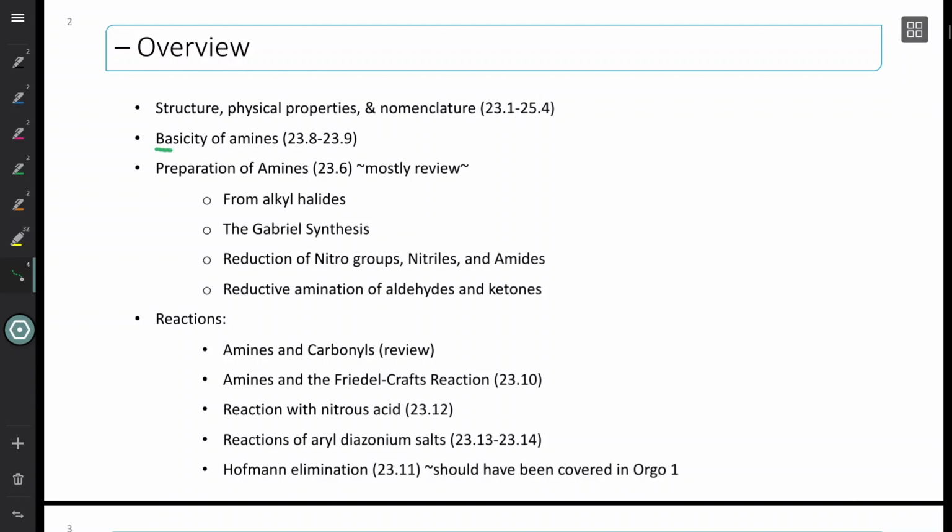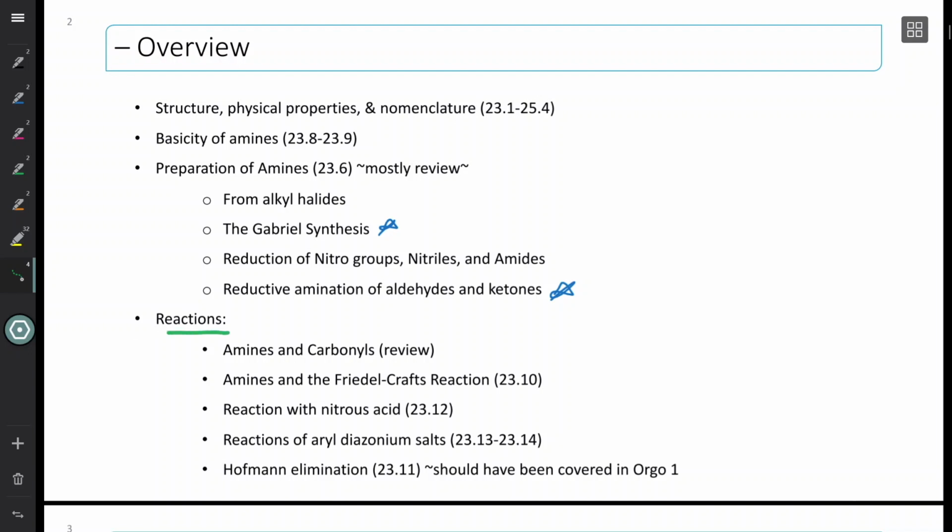Then we're going to do basicity of amines. That's important. That's understanding what makes an amine more or less basic. And then preparation of amines. Some of it is review, but I think the Gabriel synthesis is new, and reductive amination is a new combo on something that we've already learned. But reducing nitro groups and nitriles and amides, these are all functional groups that we've looked at before.